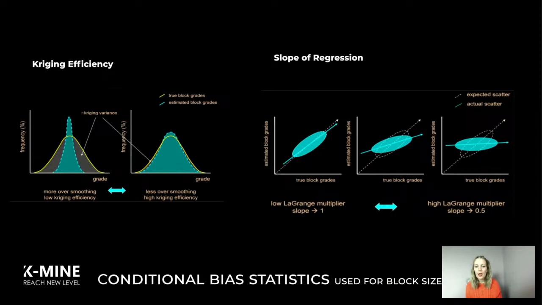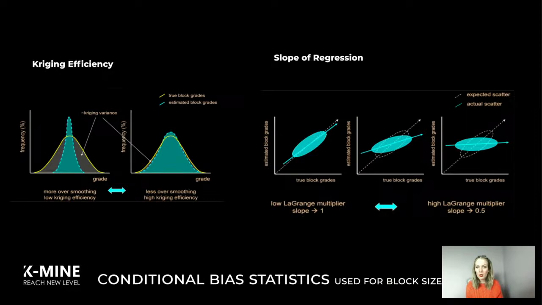Kriging efficiency measures the effectiveness of the Kriging estimate to reproduce the local block grade accurately. It is computed by comparing the Kriging variance of the block with the theoretical variance of the block. Lower Kriging efficiency indicates a higher degree of oversmoothing, while higher Kriging efficiency indicates a lower degree of oversmoothing.